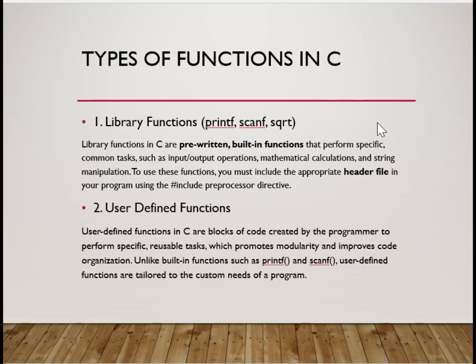Let's see the types of functions in C. In C programming, functions are mainly of two types: library functions and user-defined functions. Library functions are predefined functions already available in C libraries. These functions are created by developers of the C language to perform common tasks. Examples include printf, which is used to print output, scanf, which is used to take input, sqrt, which is used to calculate square root.